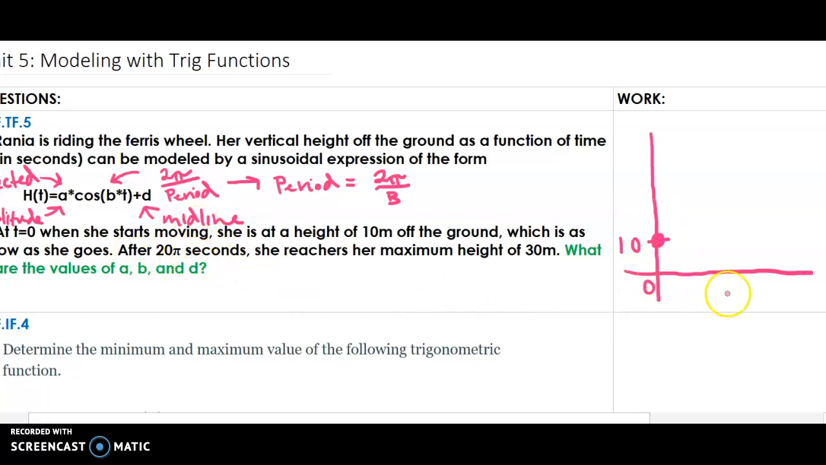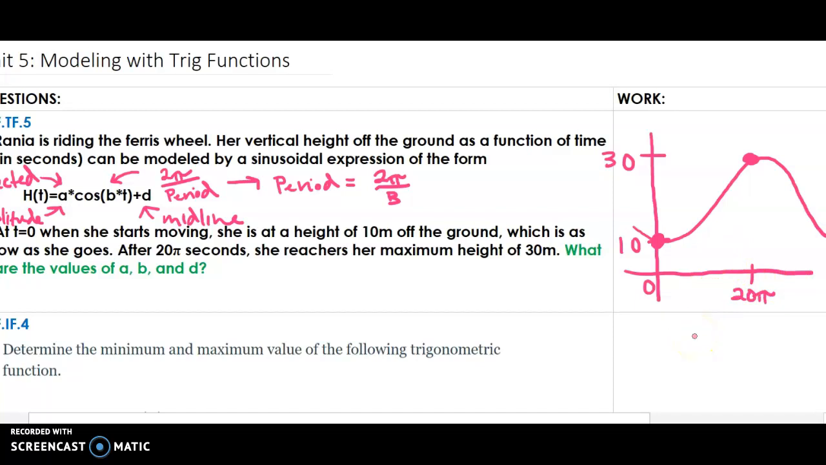After 20 pi seconds, we'll put that here somewhere, she reaches her maximum height of 30. She cannot get higher than that height. That's all the information we've been given. Because this is a min and this is a max, I can go ahead and connect these dots like this, more or less depicting a cosine function for myself.